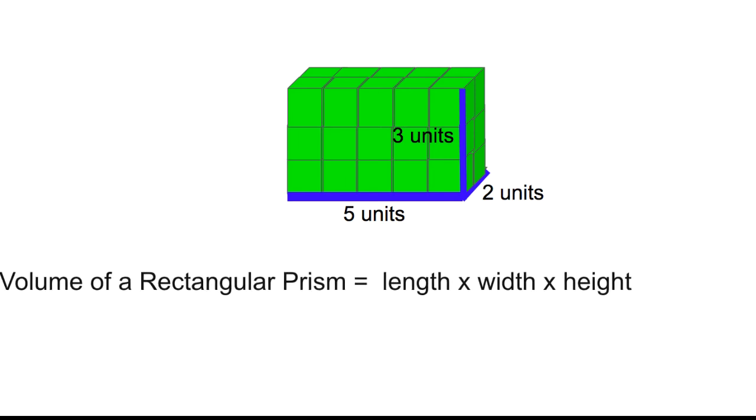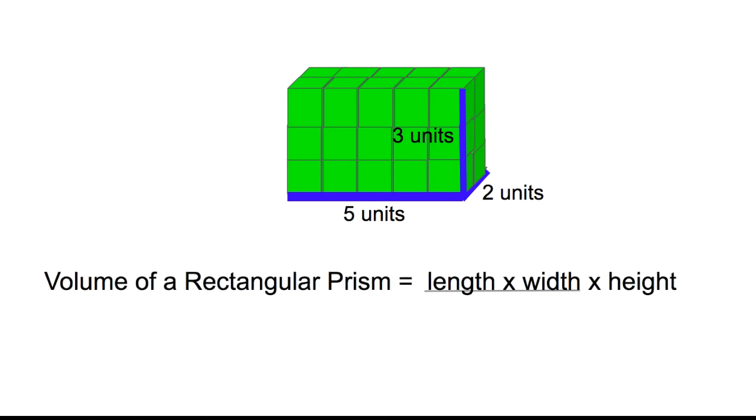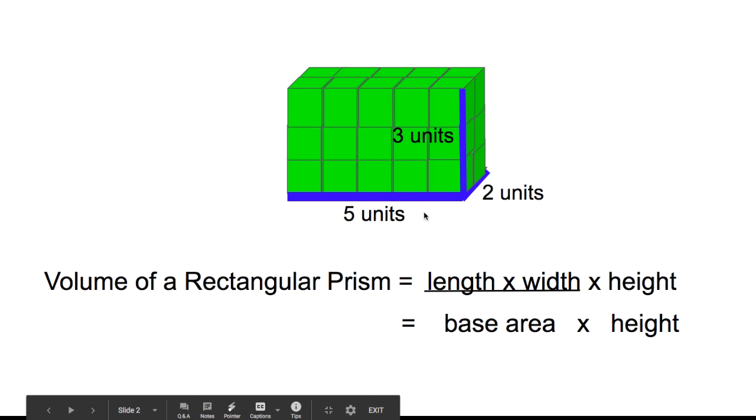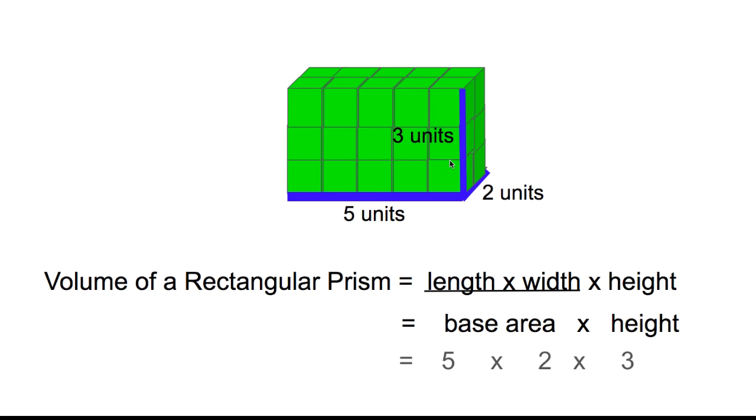Volume of a rectangular prism equals length times width times height. Length times width is the same as rectangle base area times height. Length is 5, width is 2, and height is 3. 5 times 2 times 3. 5 times 2, 10. Times 3, 30. 30 cubic units are the volume of this rectangular prism.